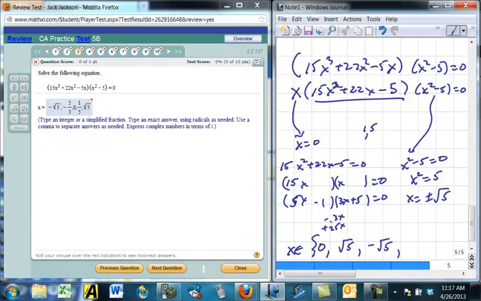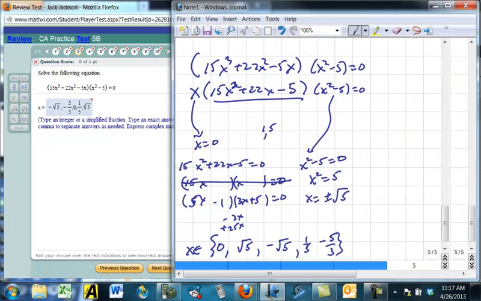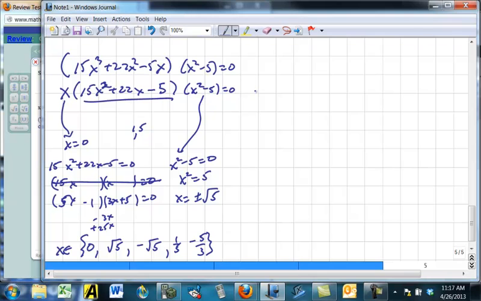So I believe that'll work. So this one doesn't work, but this one does. 5x minus 1 and 3x plus 5. So this one says x is 1/5. When you put this one equal to 0, that gets x equals negative 5/3.